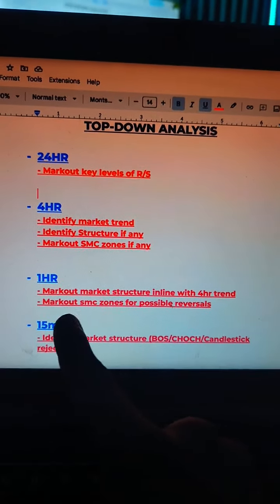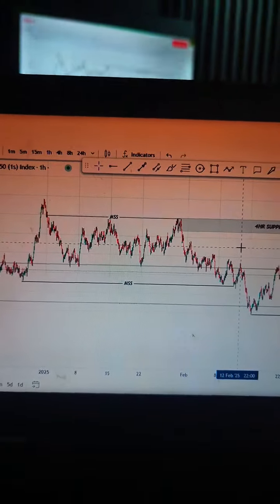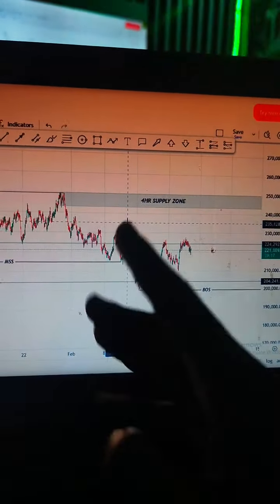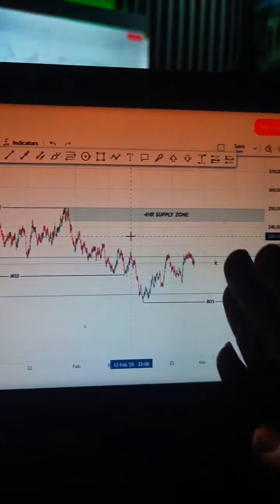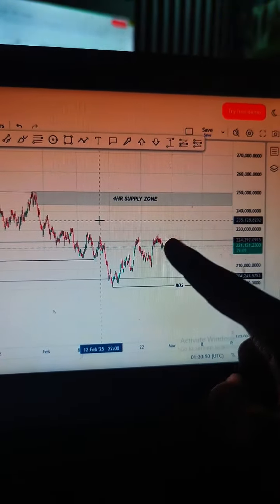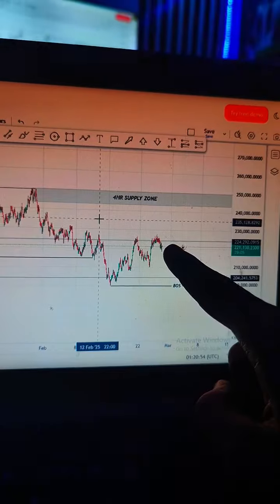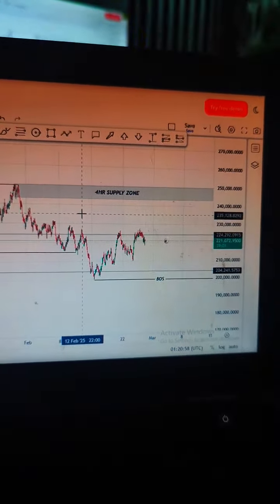Good enough. Now all we need is to mark out our SMC zone for possible reversal. Now these are the zones that I was asking us to mark out on the 1 hour time frame, which is the structure, a downward structure, right? But we've officially marked it out on 4 hours already, which is very good for us. All we have to focus on now is this market moving upward all the way here. So the market is currently on an uptrend on the 1 hour time frame. We are focusing on this level.